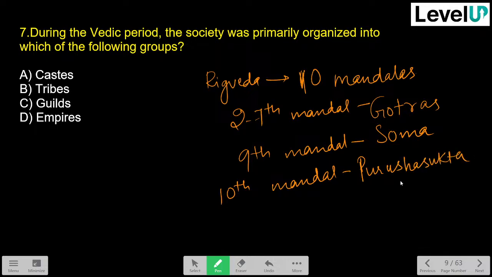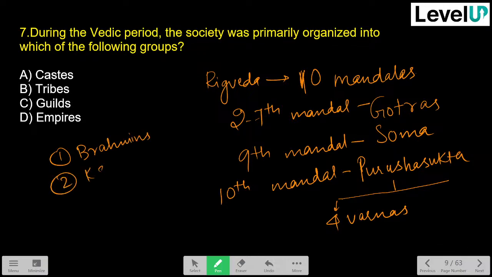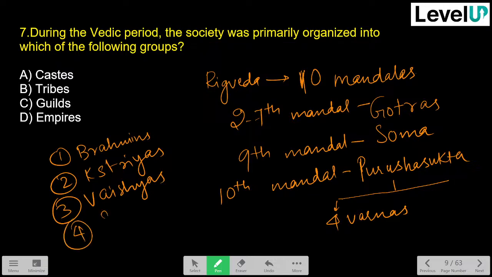So in this Purushukta, it was written that the society was divided into 4 Varnas. What are they? Brahmins. Second is Kshatriyas. Third, Vaishyas. And the fourth one is the Shudras. Okay. So you have to say on what basis they were primarily organized. You guys are answering it as the caste based system. That is true. So you can say it was based on the caste based system.